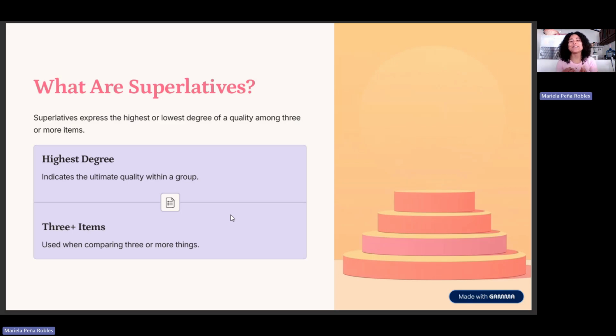Superlatives, on the other hand, express the highest or lowest degree of a quality within a group of three or more items. To form the superlative with a short adjective, we add the word the, and then est, creating forms like the smallest, the tallest, or the biggest, like we see on the screen.